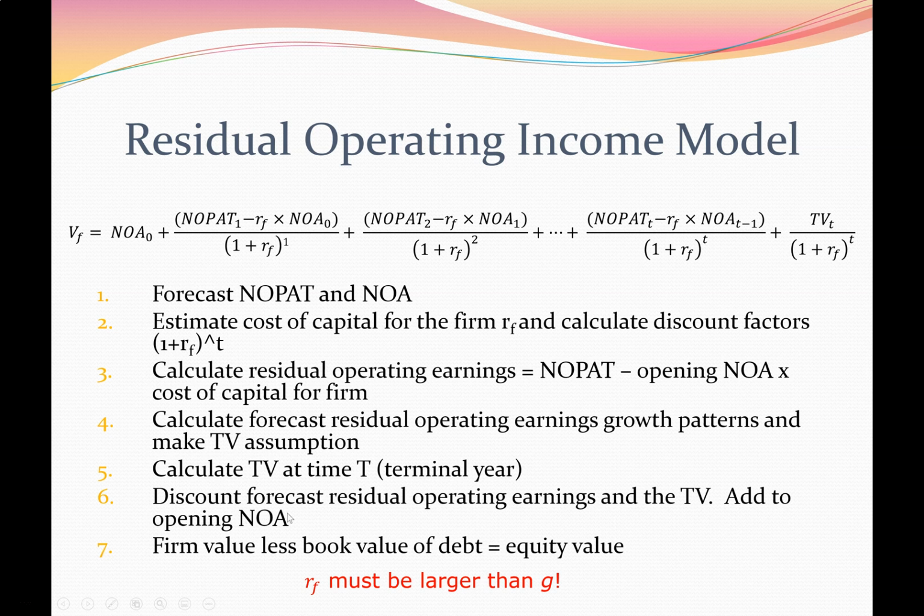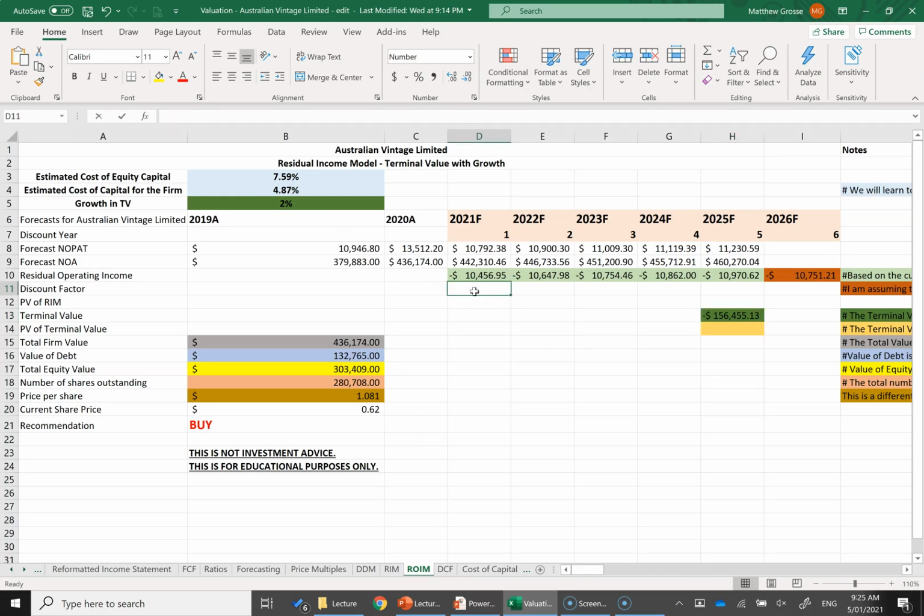Step 6, it says discount forecast residual operating earnings. The discounting part, or doing the present value calculation, refers to this denominator term of the formula. So 1 plus the cost of capital for the firm to the power of 1 present values year 1's residual operating income. 1 plus the cost of capital for the firm to the power of 2 is the present value calculation of year 2's. And we do that for each year, including for the terminal value. So the discount factor, that denominator section of the formula, was 1 plus the cost of capital for the firm to the power of whichever amount of years we need to discount it back.